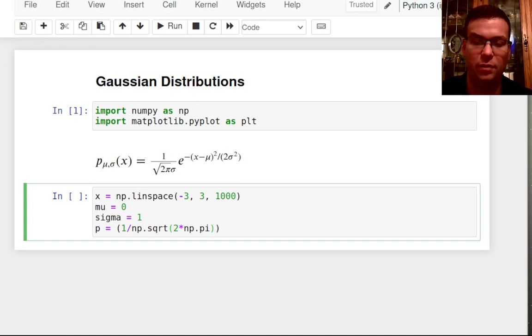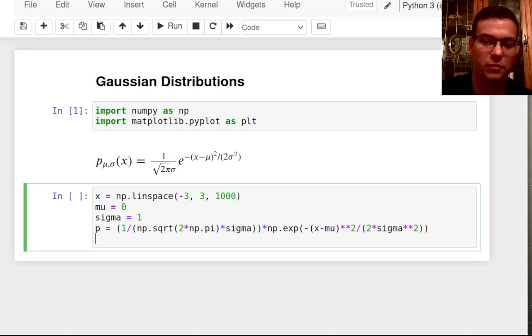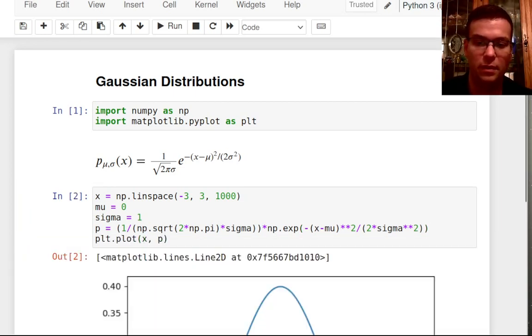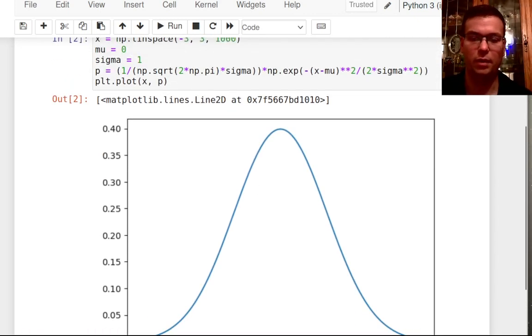This is called the standard Gaussian here. So root 2 pi times sigma in the denominator is called our normalization constant, times the exponent of negative x minus mu quantity squared over 2 times sigma squared. I literally just translated my equation into code here. If I look at this, here's what it looks like. You might have seen this before. Again, this is called the bell curve.